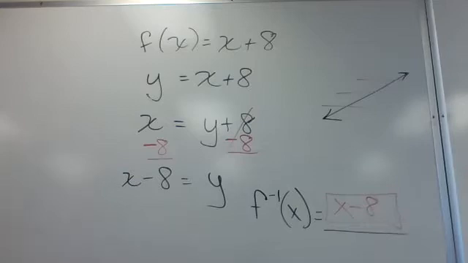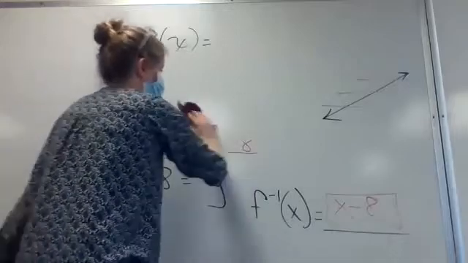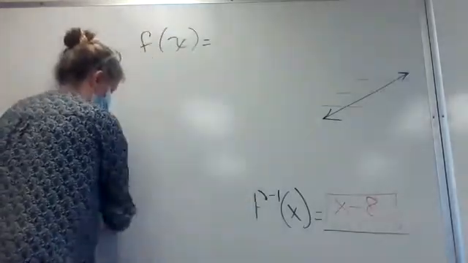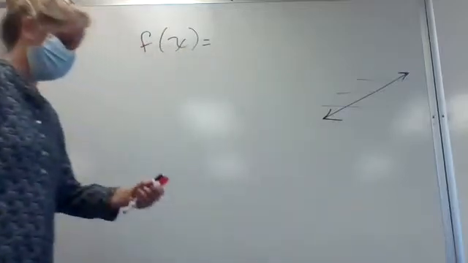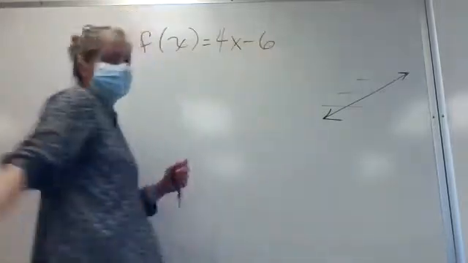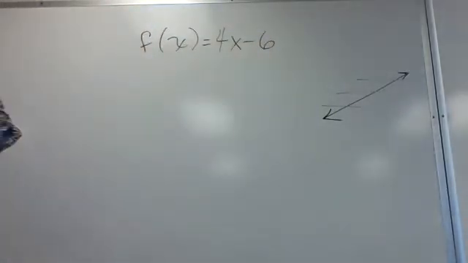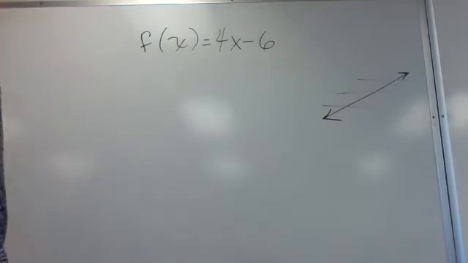Right, number 8, f of x equals 4x minus 6. So again, I'll just give you a little hint. They're all going to be one-to-one. Well, except one, but it'll still be workable.